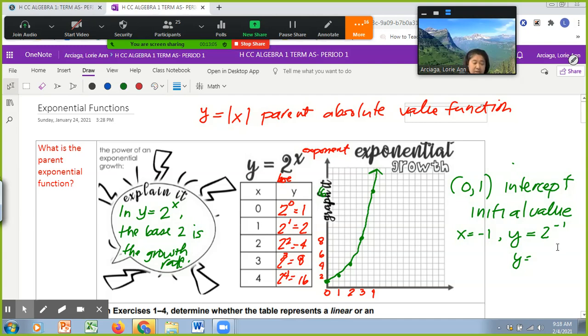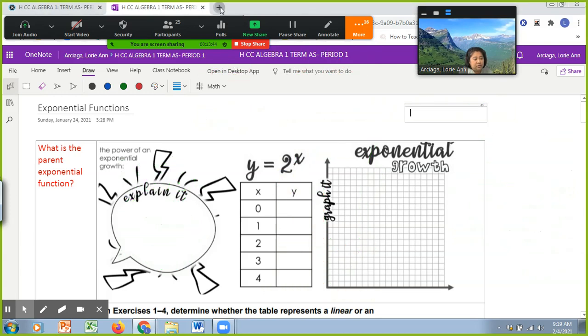So if you have 2 to the -1, remember it's going to become a reciprocal, right? So that will become 1 over 2 to the first power, which is 0.5. That means if I graph on the left-hand side, when x is -1, the graph will be 0.5, very close to the x-axis. So in fact, it's going to go like this. It will not cross your x-axis, my bad.